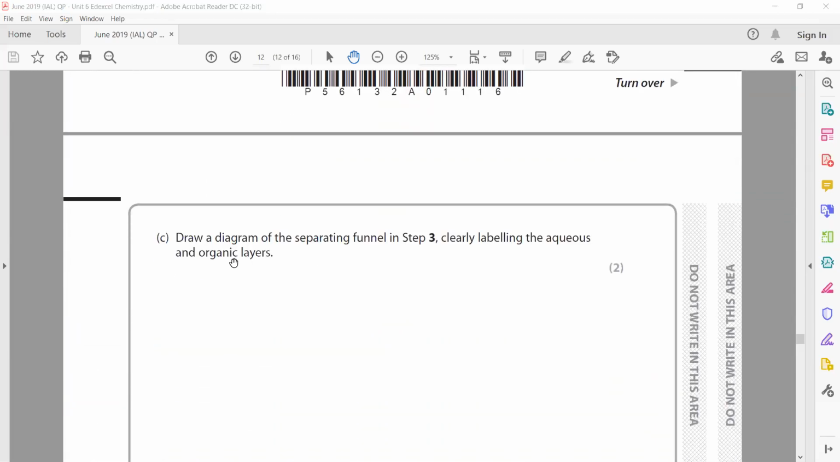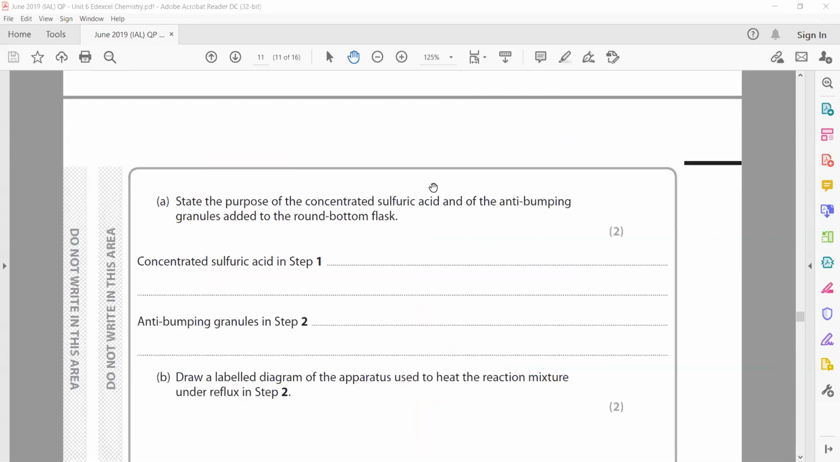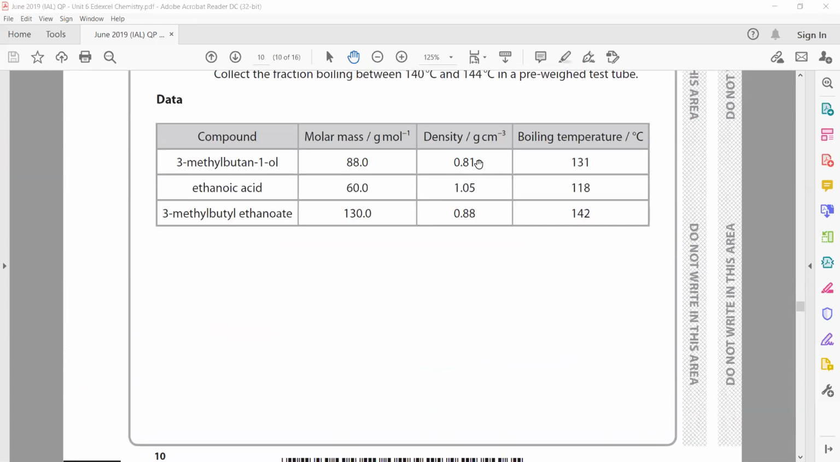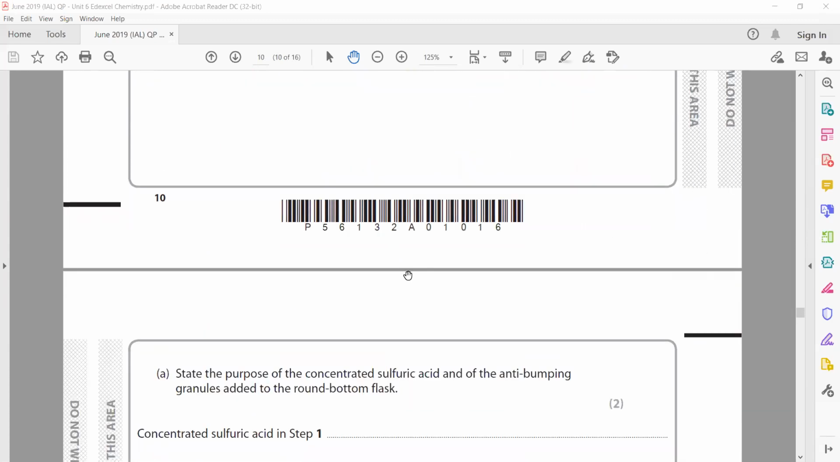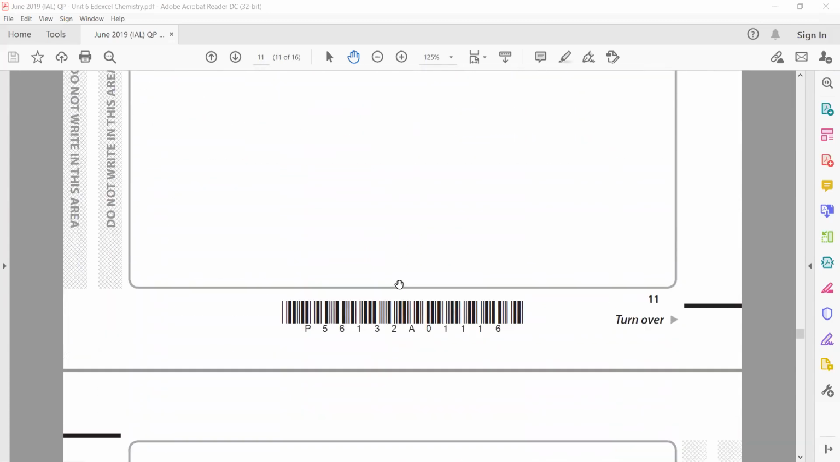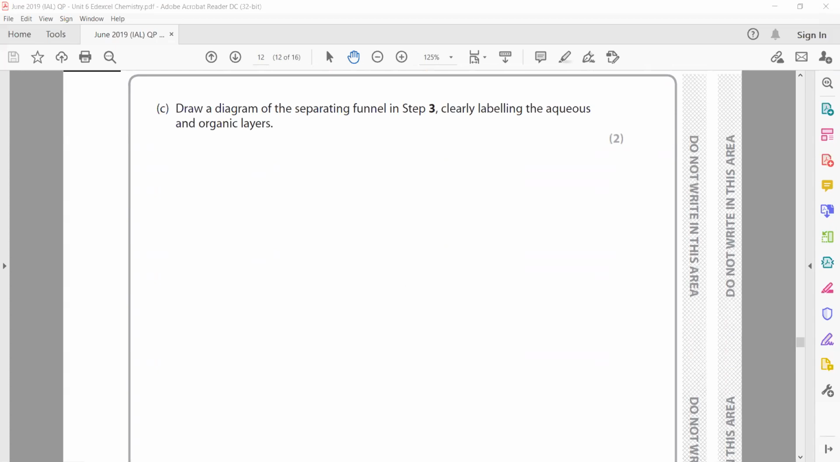Draw a diagram of a separating funnel in step 3. Clearly label the aqueous and organic layer. The densities are given. Using the density you can identify that ethanoic acid and water have similar density, while the product has a low density. The density of water is 1 gram per cm³, so water has a high density. Water should be at the bottom and the organic layer should be at the top.